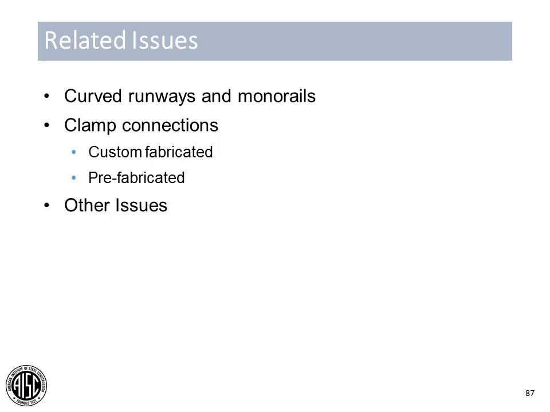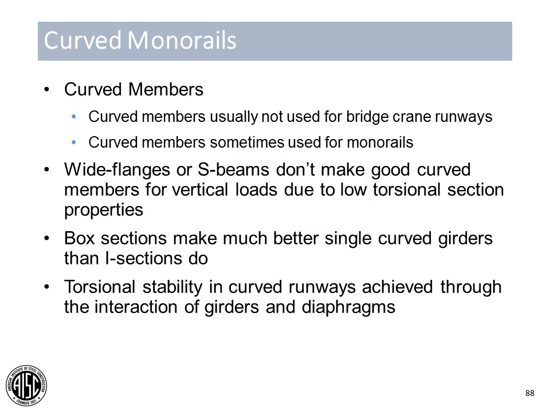A couple of related issues. Curved members. Typically you don't see curved members in these bridge crane designs, but with monorails you do. Wide flanges and S-shapes are used at times, but they don't make great curved member runway members or monorails due to their low torsional section properties. Box sections or enclosed sections that we'll be discussing shortly make a much better curved runway member. And torsional stability of the curved members is achieved through the interaction of these girders with the diaphragm above.